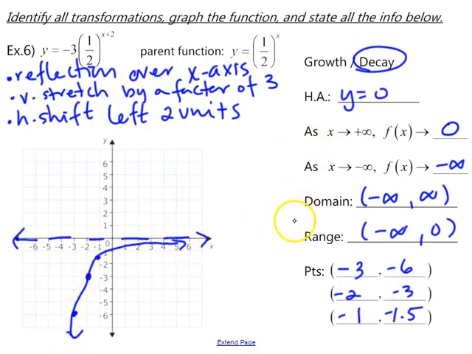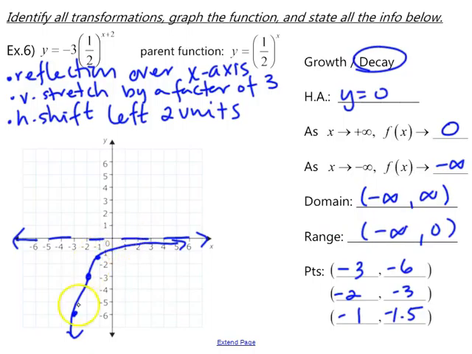So let's talk about these. As x approaches positive infinity, as we follow our graph to the right, our graph is getting closer and closer to 0. So f of x approaches 0. As we follow x to the left, our graph is going downwards, so f of x approaches -infinity.